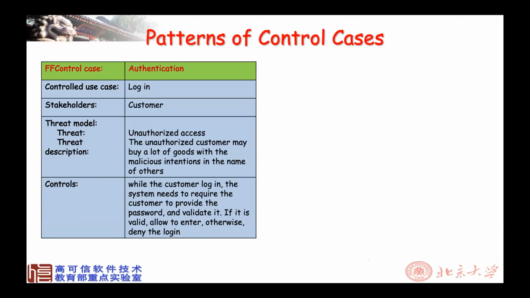This pattern is a feedforward control case. Feedforward control case means the first one is a control which uses the use case and the stakeholders. And this is the example. In the threat model, the threat is unauthorized access: a customer may buy a lot of goods. And the control is, when the customer logs in to the system, require the customer to provide the password and validate it. If it's valid, allow entry, otherwise deny the login. So this is how to control the threats.